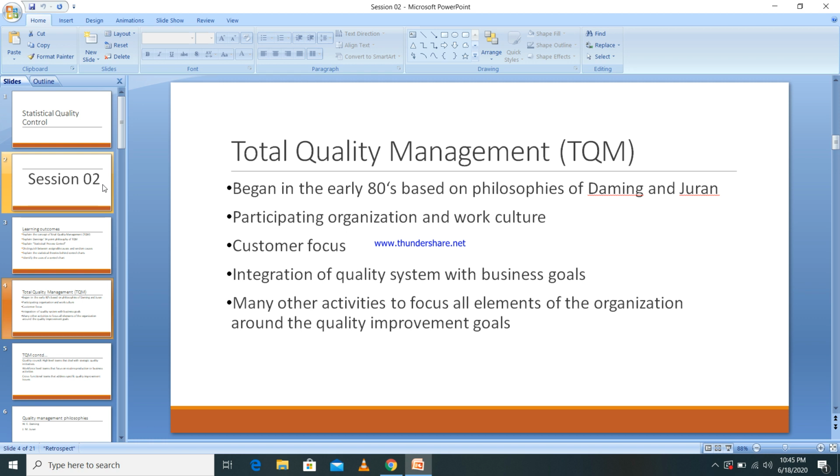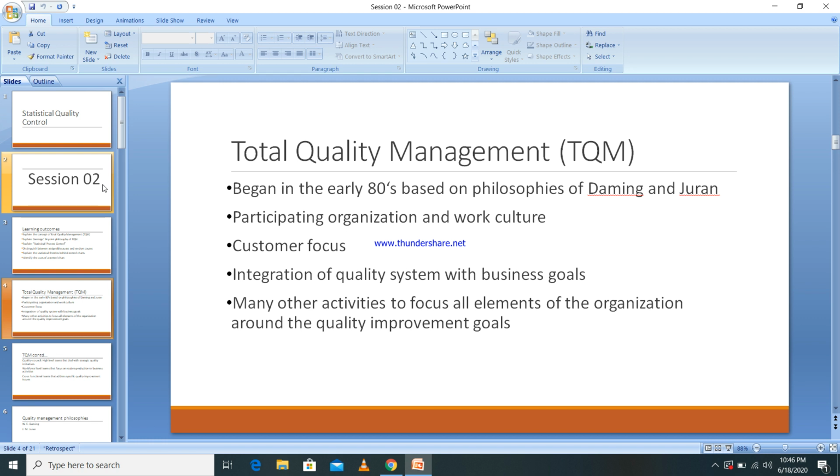When it comes to total quality management, if you can remember, in the first session we discussed why quality is important. I told you whenever you are manufacturing a product or providing a service to the market, in order to compete with others and to survive in the industry, quality is very, very important. We always have to be concerned about quality. Total quality management is also a very important concept.